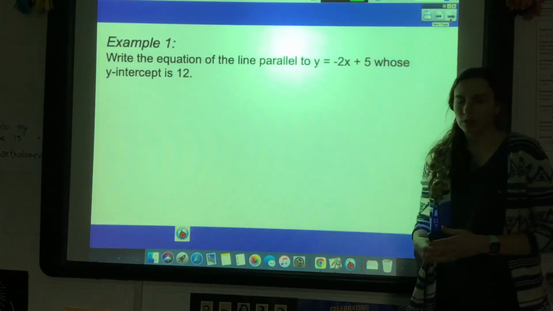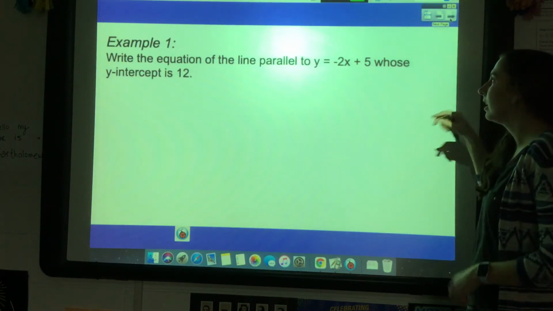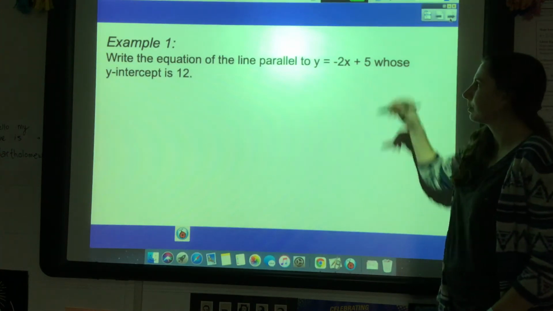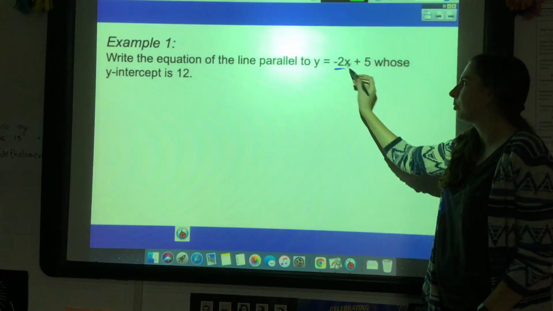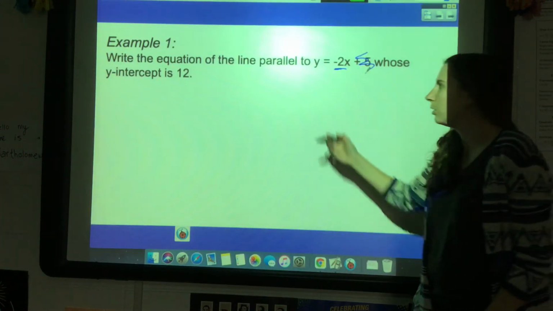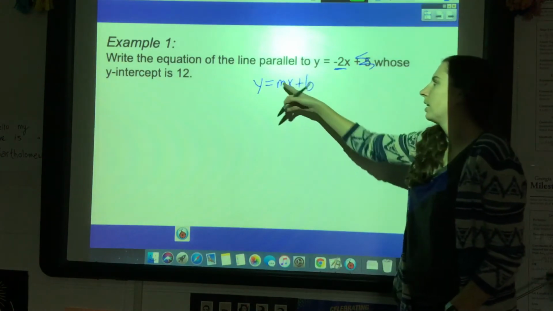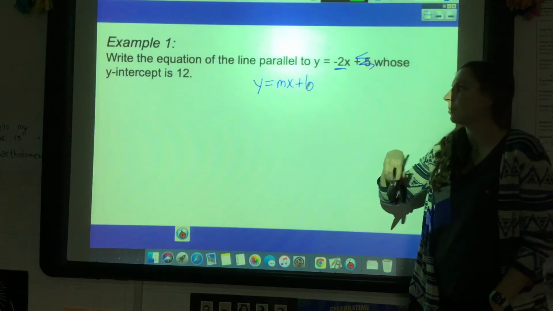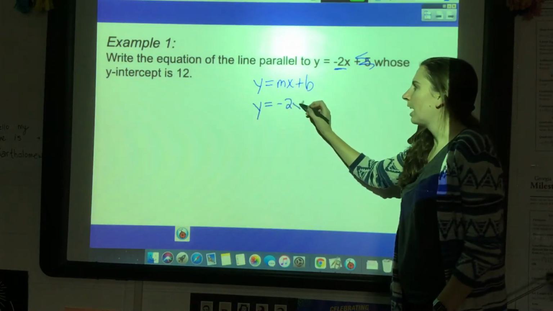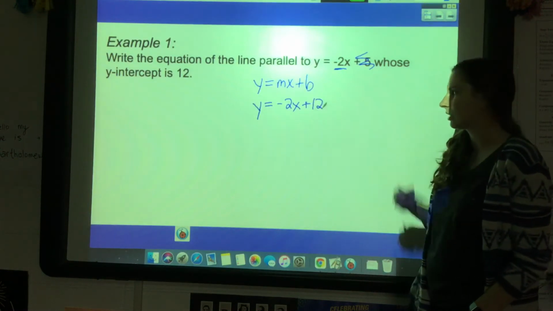Okay, so we're just going to go through a few examples. First of all, we want to write an equation of a line parallel to this whose y-intercept is 12. If it's parallel to this line, then it has the same slope. I don't care what the y-intercept is, but it'll have the same slope. So my new line, remember a line is always y equals mx plus b. m is the slope, b is the y-intercept. So fill in -2 for the slope, and it told me the y-intercept is 12, so just put in 12 for the y-intercept. That's it.